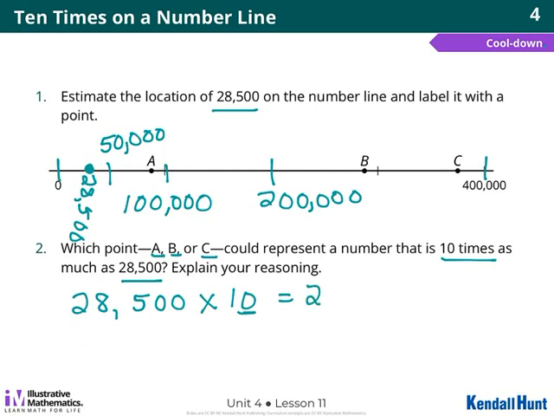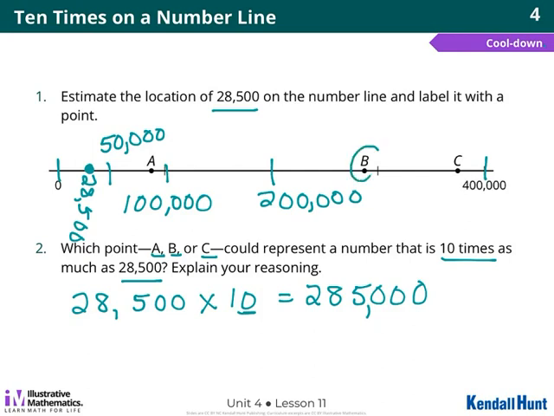So I'm going to take 28,500 and write another 0. 1, 2, 3, comma. So 285,000 is 10 times as much. So is that point A, B, or C?